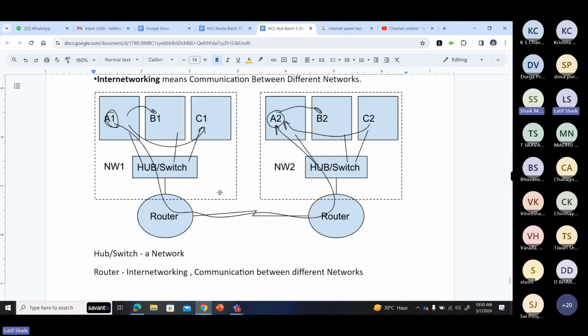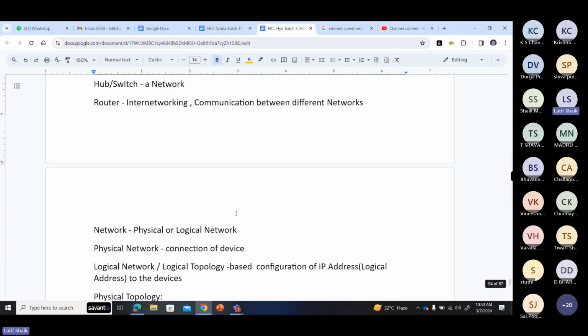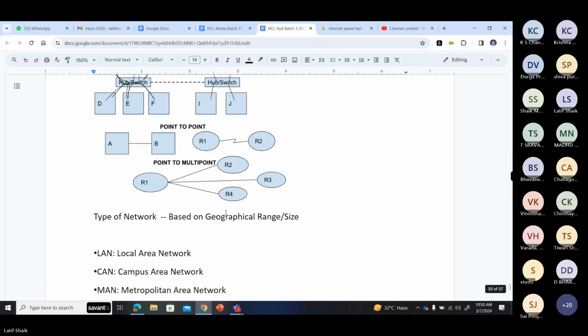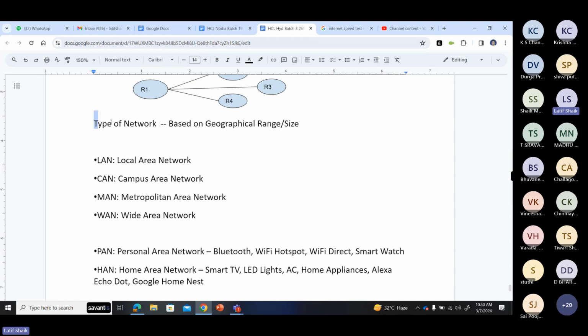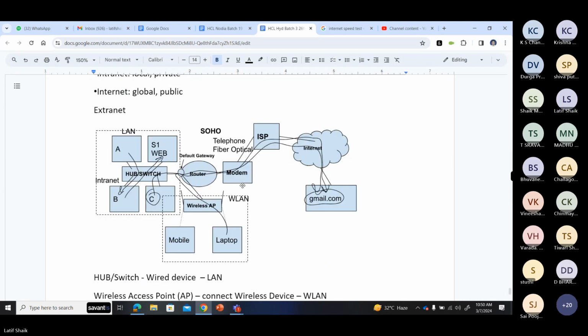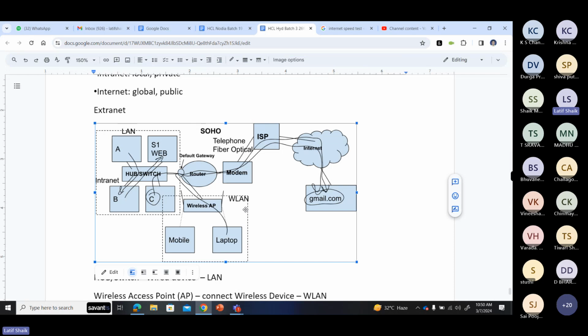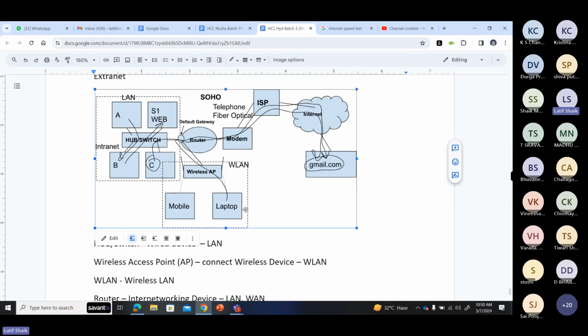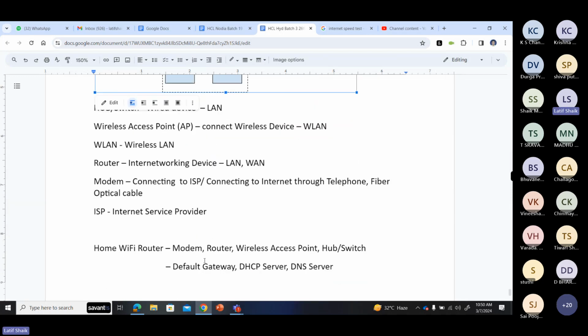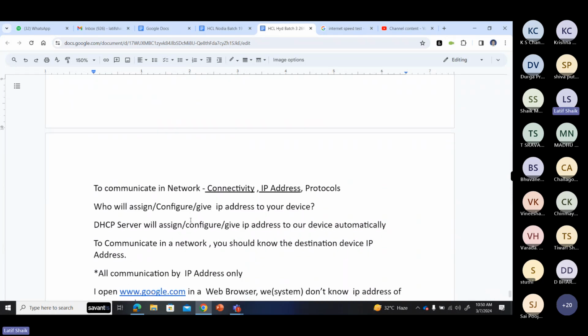So what is a network? What is an internetwork? What are the different physical topologies used in a network? Different types of networks based on geographical size or range, and other different networks. What is SOHO, small office, home office, and the different devices used in a network, in a simple manner.